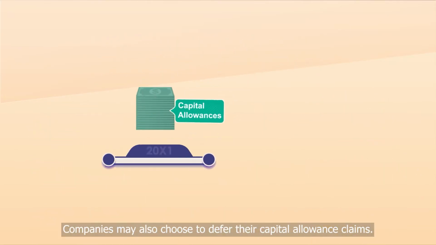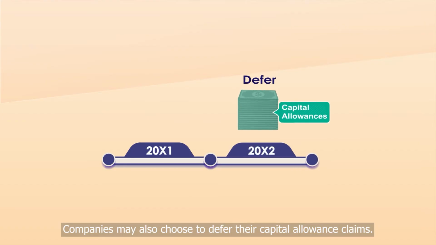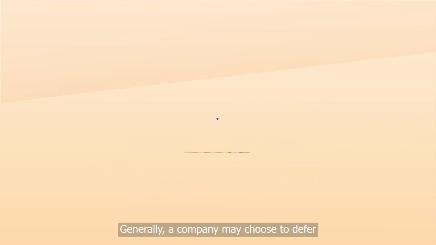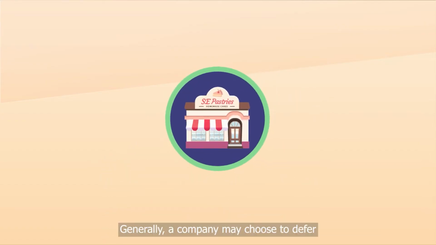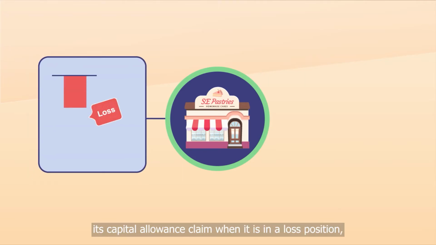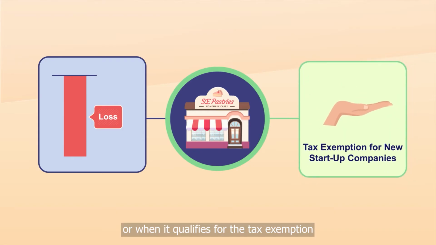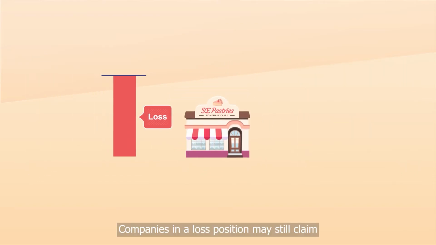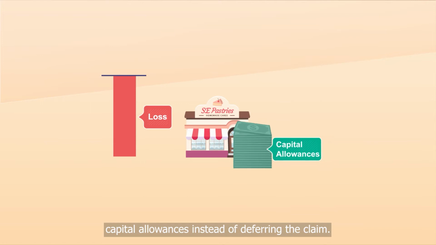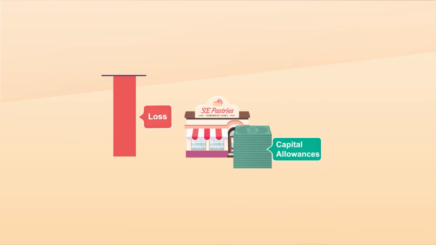Companies may also choose to defer their capital allowance claims. Generally, a company may choose to defer its capital allowance claim when it is in a loss position or when it qualifies for the tax exemption for new startup companies. Companies in a loss position may still claim capital allowances instead of deferring the claim.